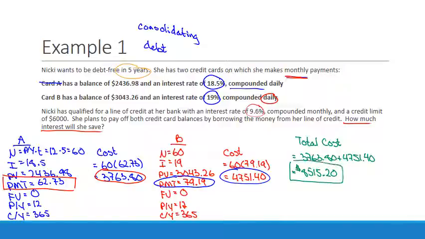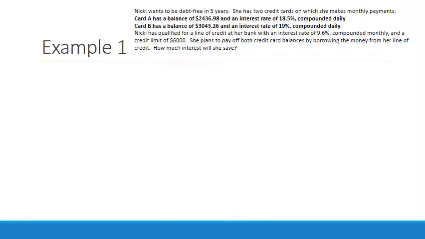Okay, so roughly you can see if I look up here, it's roughly $5,500, but she's paying $8,500, so she's paying like $3,000 in debt. That's a lot of debt. You can see why Nikki wants out of this. Okay, so now what we're going to do on the next screen is actually do the consolidation calculation. Up here you can see I still have our question if we need to refer back, but now let's get into this consolidation.